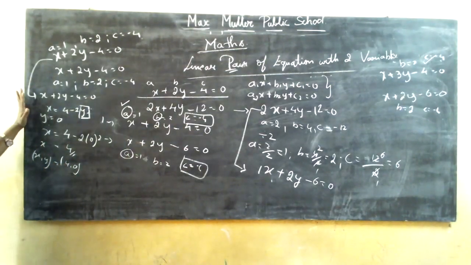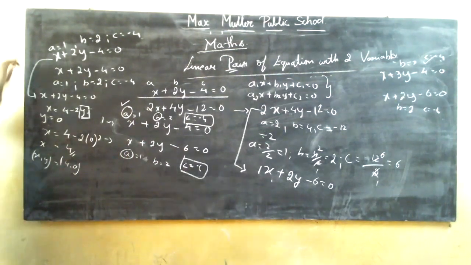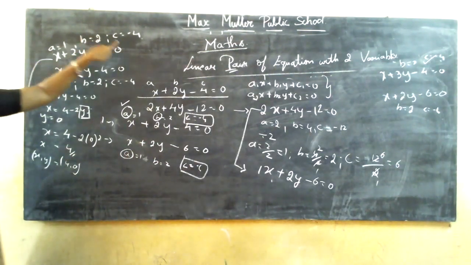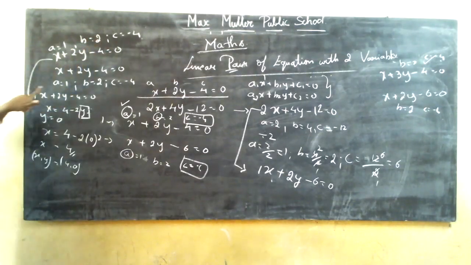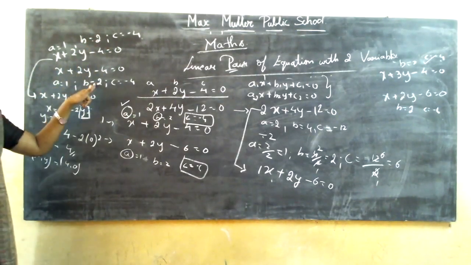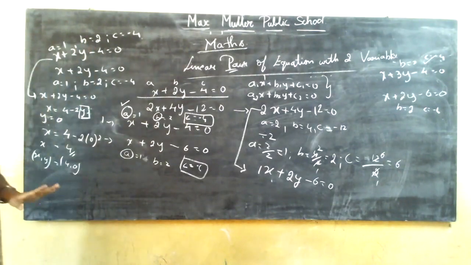Next, what is the third line we have discussed? It is the coincident line. What is the coincident line? That is the A term, B term, and the C term of equation 1, and the A term, B term, C term of equation 2. Both should be the same.